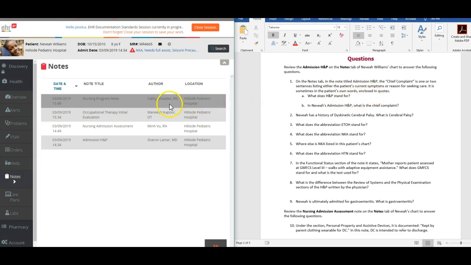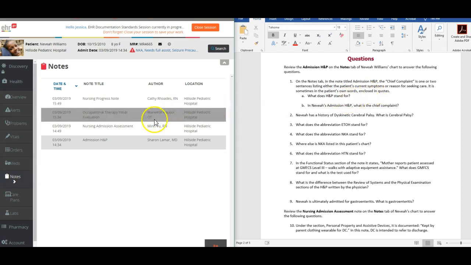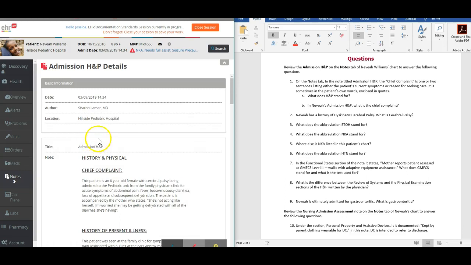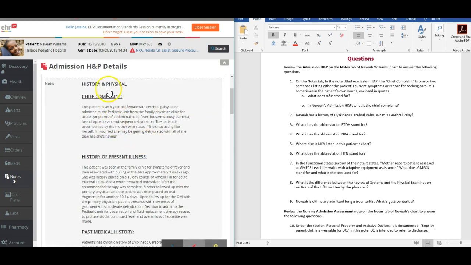So what does H&P stand for? Well, I just told you it is history and physical. And if you did not know that, you can actually click on the note and it tells you right here that H&P is in fact history and physical. So you would answer that there. In Nevaeh's admission H&P, what is the chief complaint? You would need to read through this paragraph right here in order to answer that question.